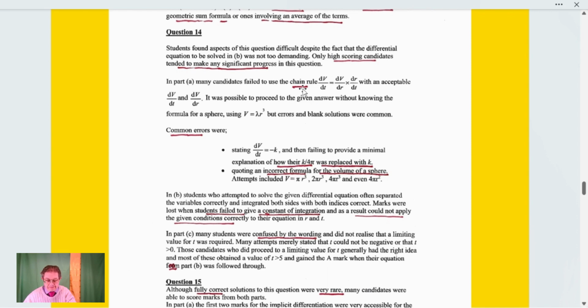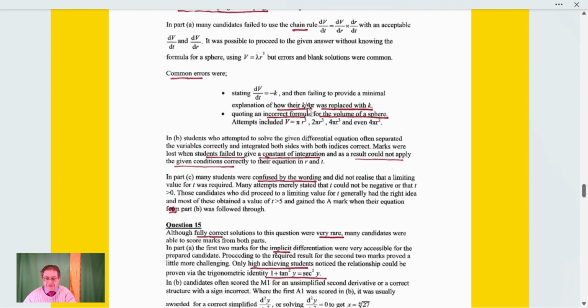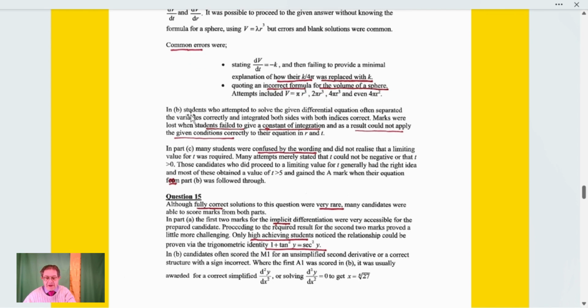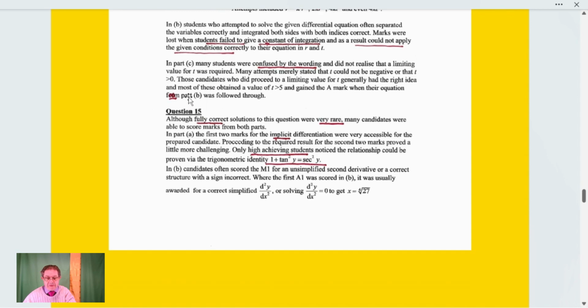Some candidates failed to use the chain rule. Common errors were not explaining how k over 4 pi is replaced by k if they were using k instead of c at the start, and using an incorrect formula for the volume of a sphere. In part B, candidates often separated variables correctly and integrated, but then did not handle the constants correctly and then could not apply the given conditions. Part C, many students were confused by the wording and did not realize a limiting value for t was required. Many candidates simply stated t could not be negative.